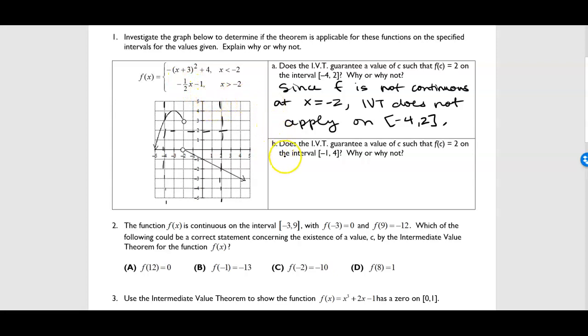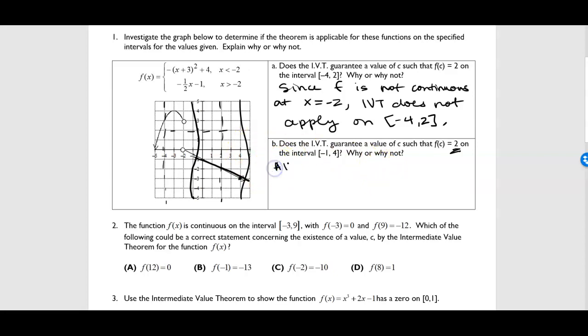For part B, I'm looking at the interval from -1 to 4. If I look at that piece of the graph, I see it is continuous. So f is continuous. But the second thing I need to check are the endpoints. I can see my y value is about -0.5 at -1, and at 4 it is -3. And so I'm looking at this y value of 2. Is 2 between -0.5 and -3? It is not. So again, IVT doesn't apply.